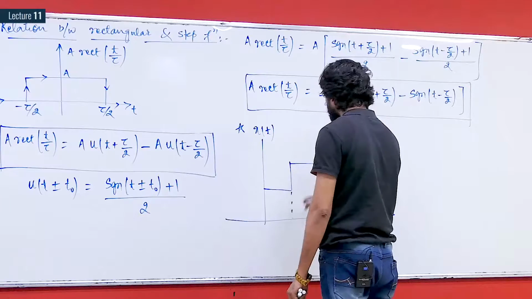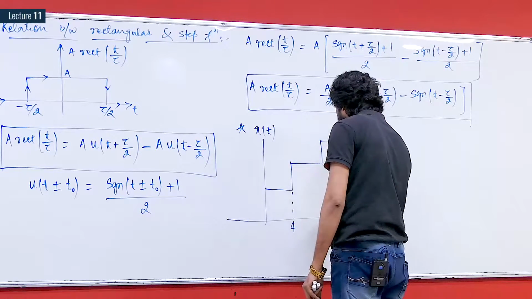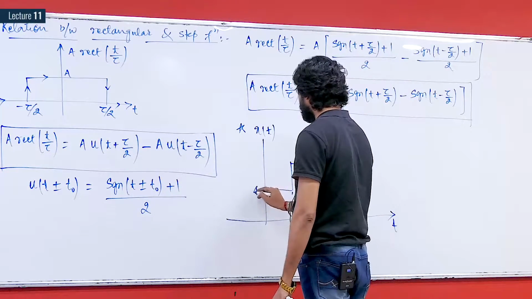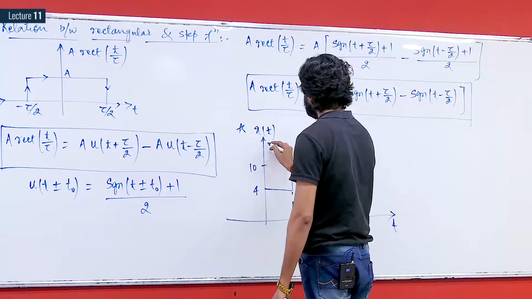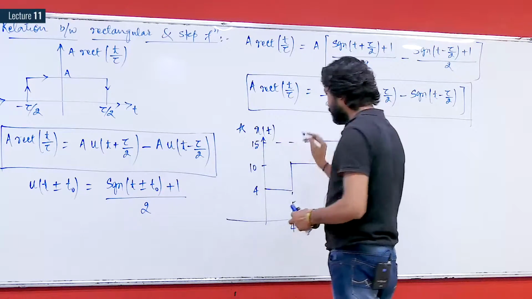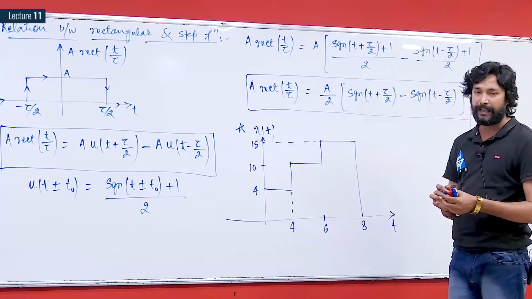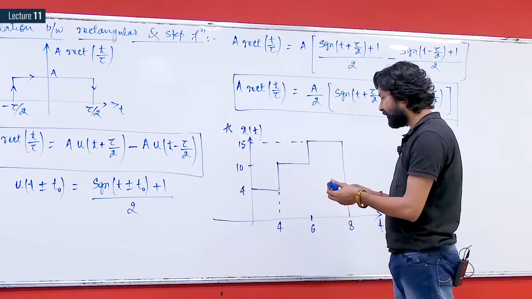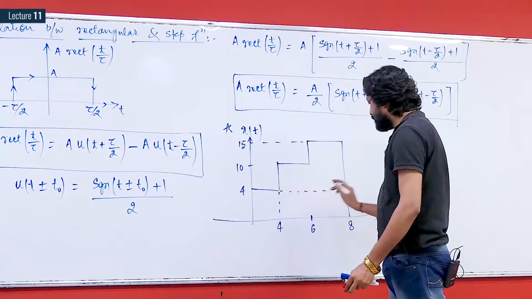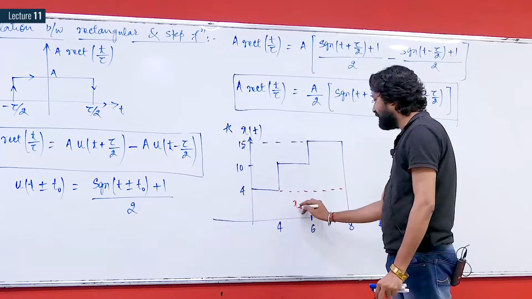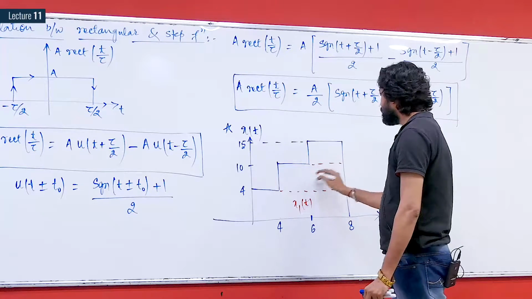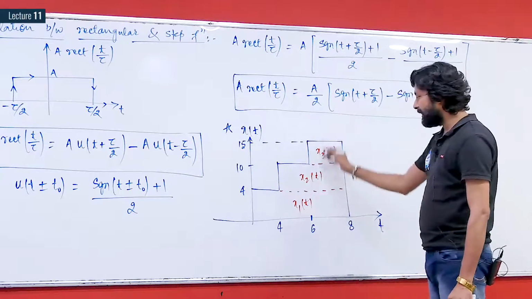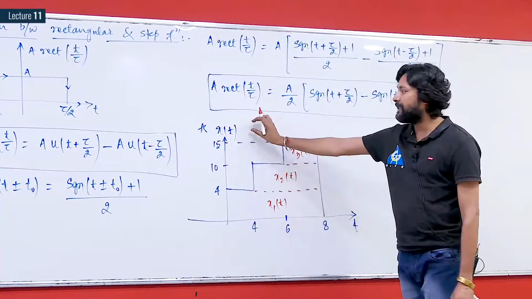Let these points be 4, 6 and 8 with respect to t, and these amplitude values say 4, 10 and 15. So if you have to represent this signal in terms of rectangular functions, then you can have two possible representations. For the first representation, consider the rectangles to be horizontal. If you say that this is your first rectangular function x1 of t, this is your second rectangular function x2 of t, and this is your third rectangular function x3 of t, then by taking such rectangles also you can represent the signal x of t.